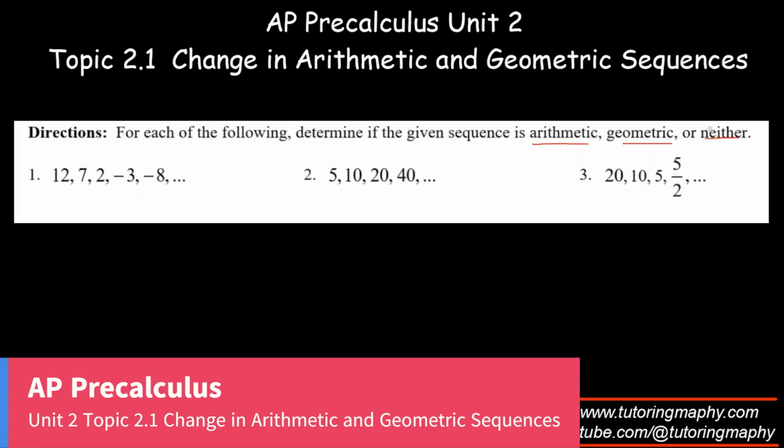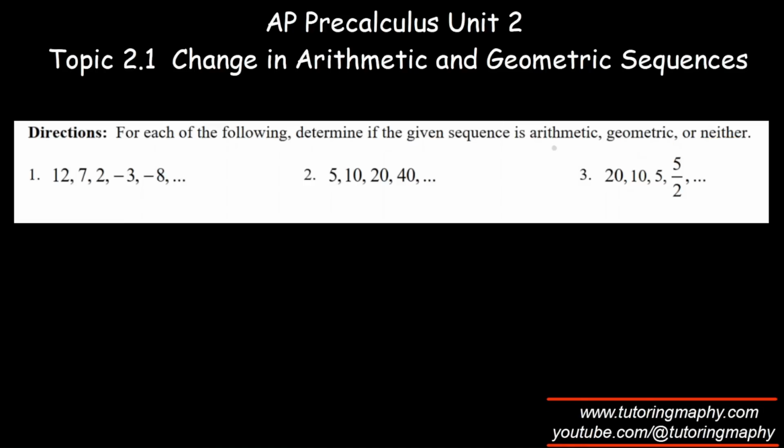So we should know, if we start solving this worksheet, that for arithmetic, the difference between consecutive terms should be the same. Likewise, in geometric, the ratio between consecutive terms should be the same, and if both of those don't happen, then it's neither. So let's find the difference. It doesn't look like a ratio, right? Sometimes you can make an intuitive guess.